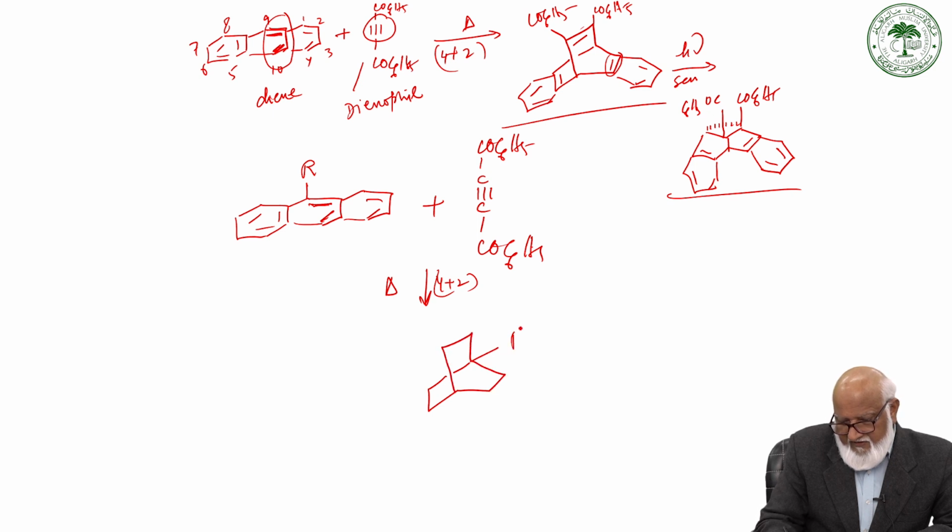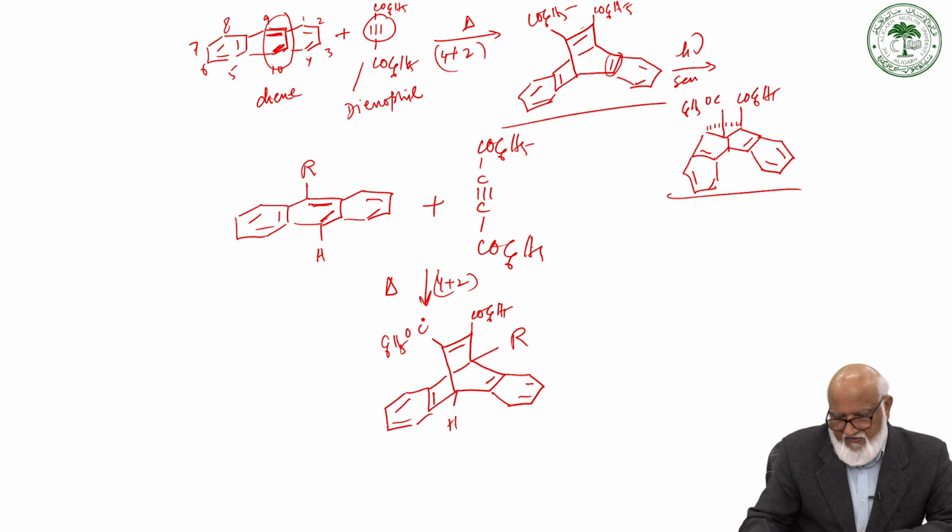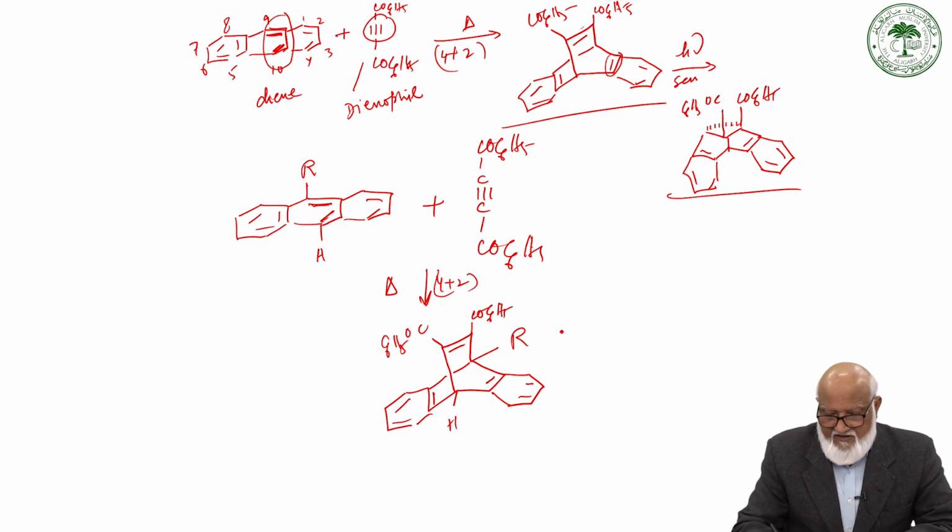You have an R here, an H here. Of course, this is H, and then of course two benzene rings at this end, and then here as well. Two benzoyl groups, COC6H5, COC6H5. So this product has been formed.